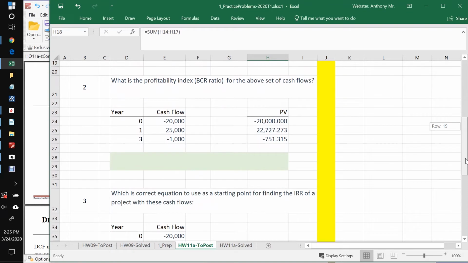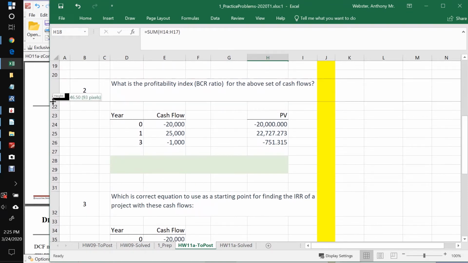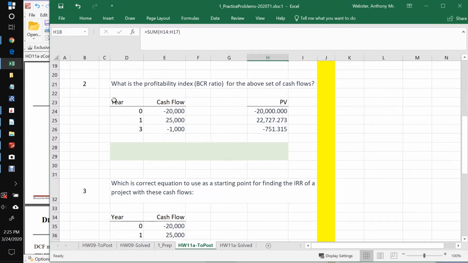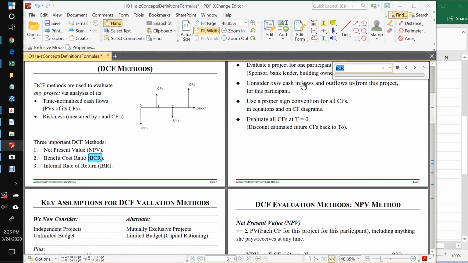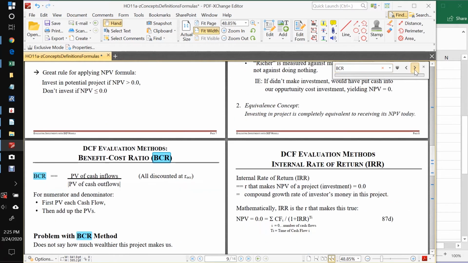Let's keep going. What's the profitability index, or the BCR ratio, for the above set of cash flows? First of all, remember, profitability index and BCR ratio mean exactly the same thing, all right? And let's think about this. Oh my God, I don't remember what the BCR ratio is. So what am I going to do? I'm going to go over to my concepts, and I'm going to search for BCR. Yep, it's one of our 3 important discounted cash flow project evaluation methods, but that doesn't really help me.